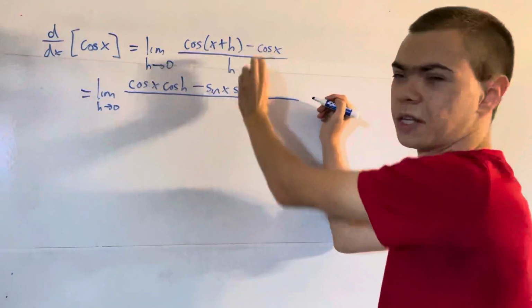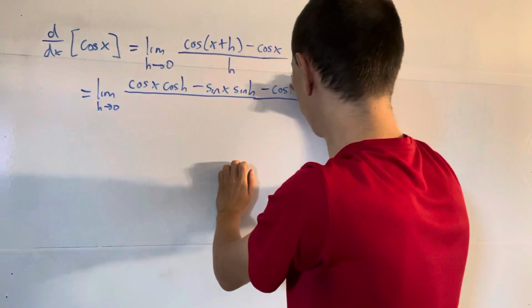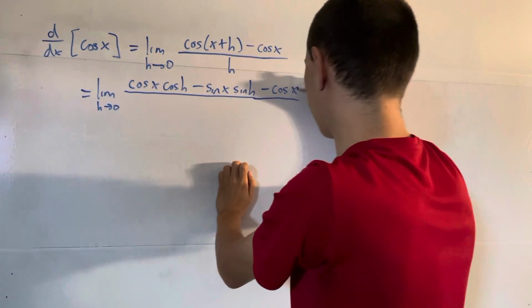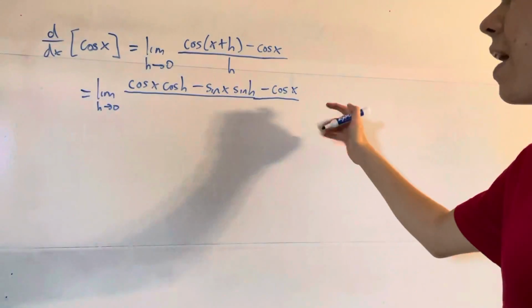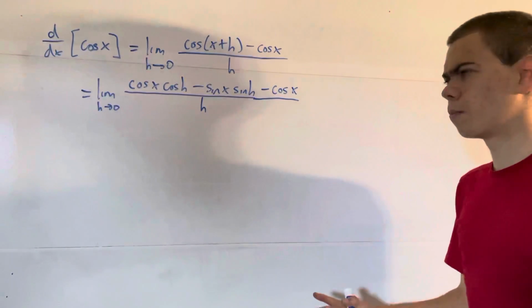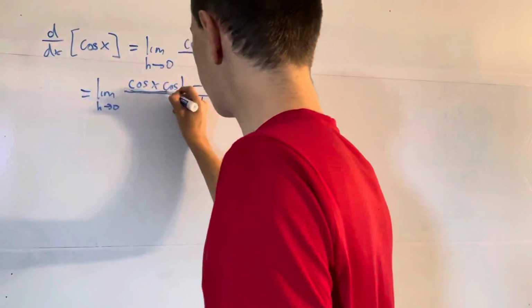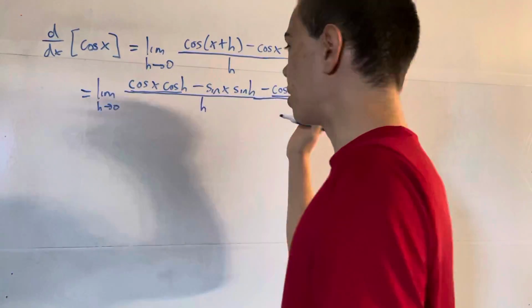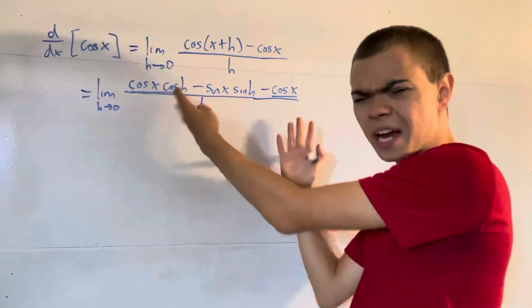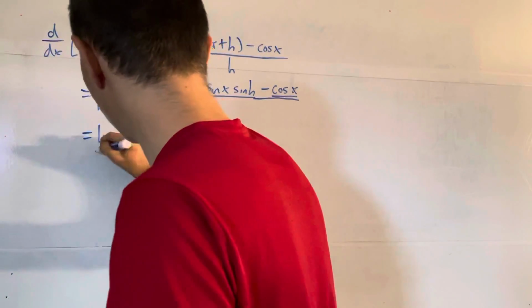And then we just have minus cosine of x. Oh, my bad. Cosine of x. So now that we have that, again, still all divided by h. So what can we do now? Well, notice how both of these terms right here, this term and this term, they both contain cosine of x. So we could just group those. So let's try and group those terms together.